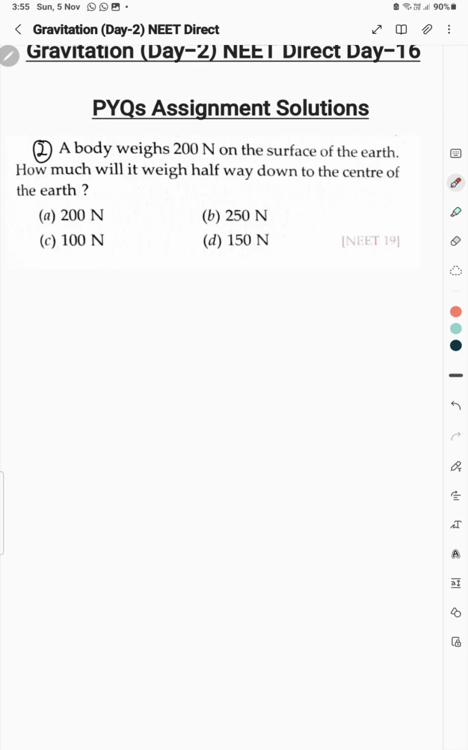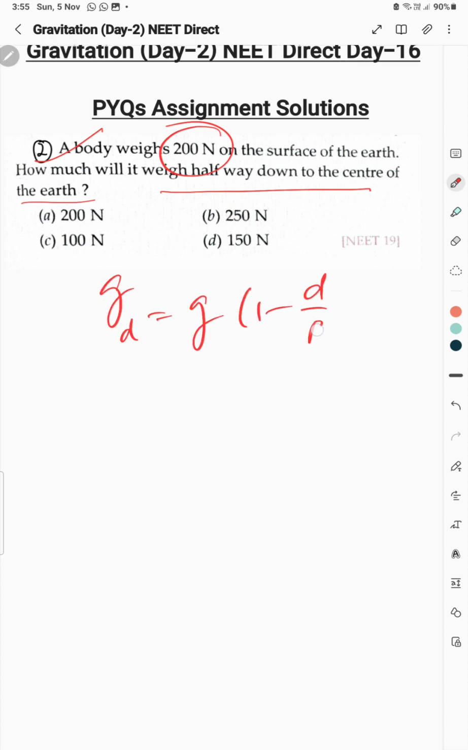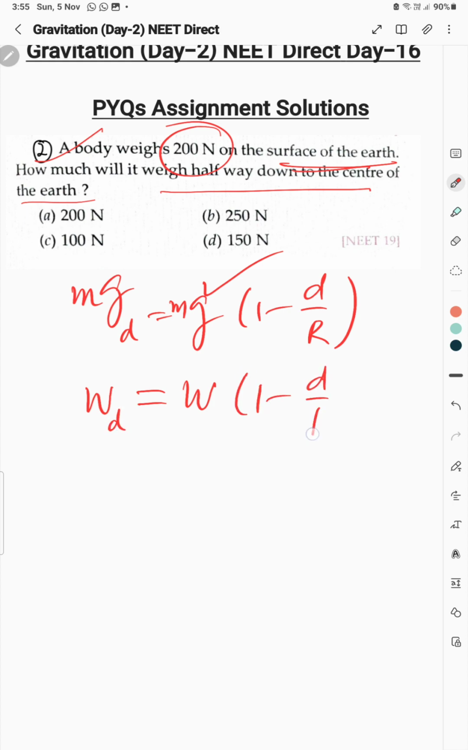Now let's move on to question second. A body weighs 200 newtons on the surface of the earth. How much will it weigh halfway down to the center of the earth? That means you have to use the depth formula here. This is the formula. Multiplying with m on both sides, that means on the surface of the earth this is the weight, and this is the weight at depth d. Your formula. Now you put in the values.